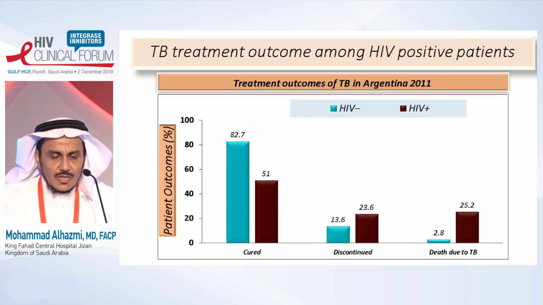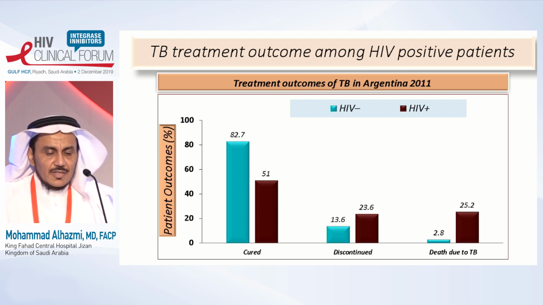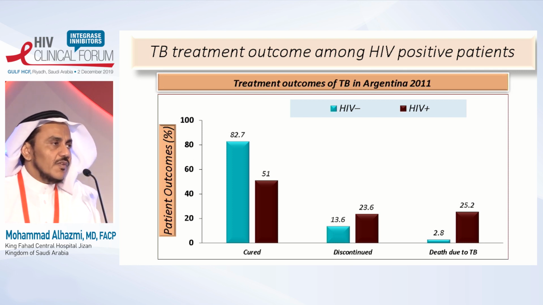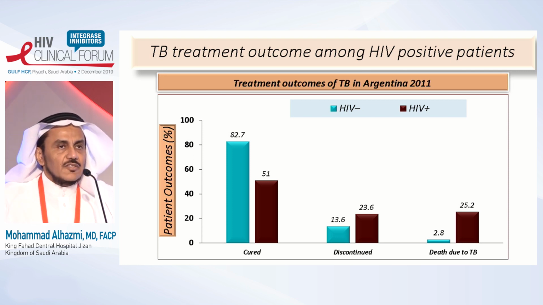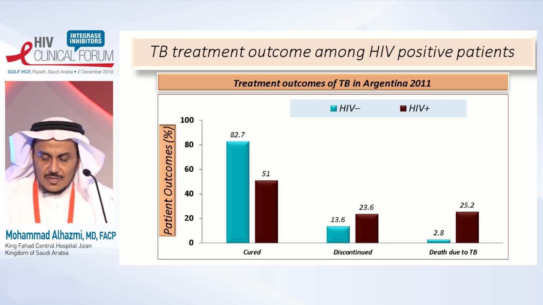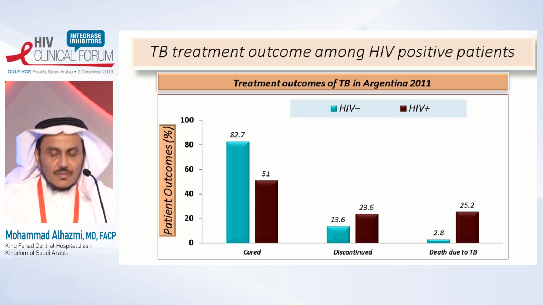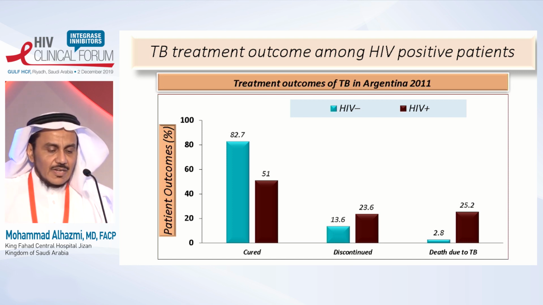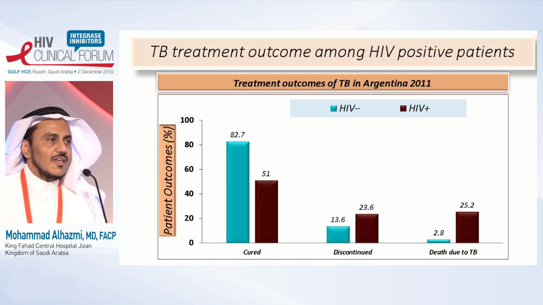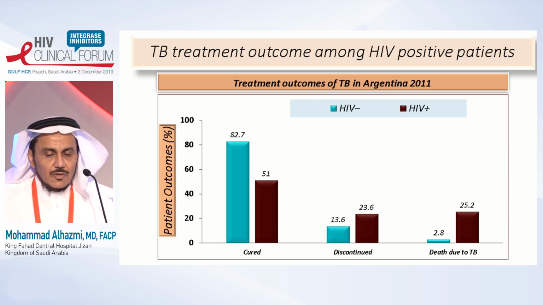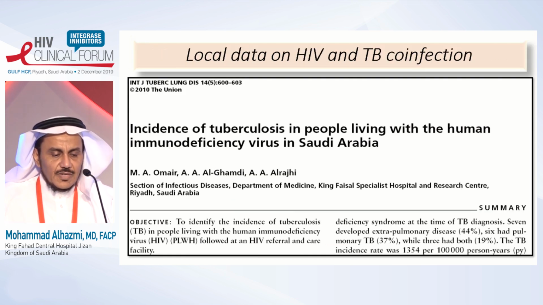So when they look at this article from Argentina, it is clearly stated that only 50% of those who have tuberculosis and HIV have cured the disease. There is 1 in 4 who died of the infection, in comparison to 1 in 25 of those who don't have HIV. So clearly, HIV is a risk factor for any bad outcome from the tuberculosis infection.